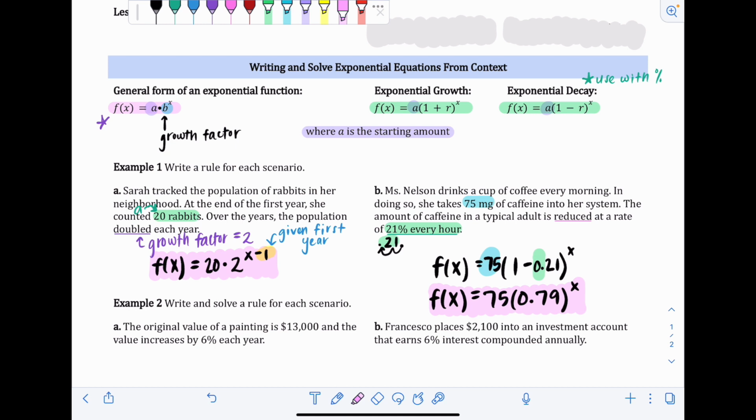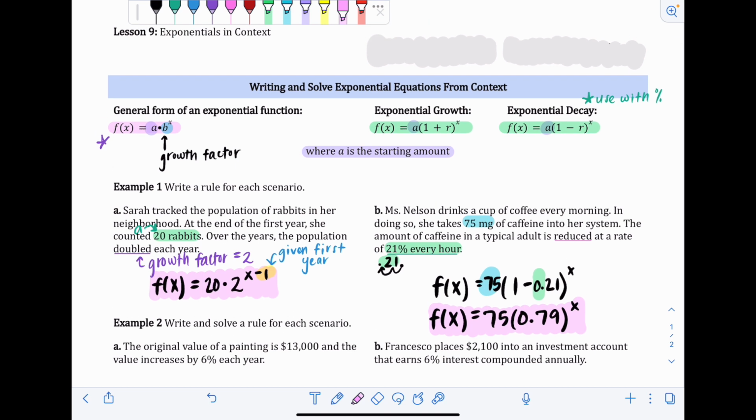So some of the other keywords that you want to look for when you're looking for growth versus decay, for growth words that you may see would be increases, appreciates, or gains. Appreciates is one of the ones that's easy to forget because it has two meanings, but appreciates means to increase in value. And then for decay words, it could be decreases, depreciates, loses, reduces. Again, depreciates is one of the harder ones because it means it decreases in value.